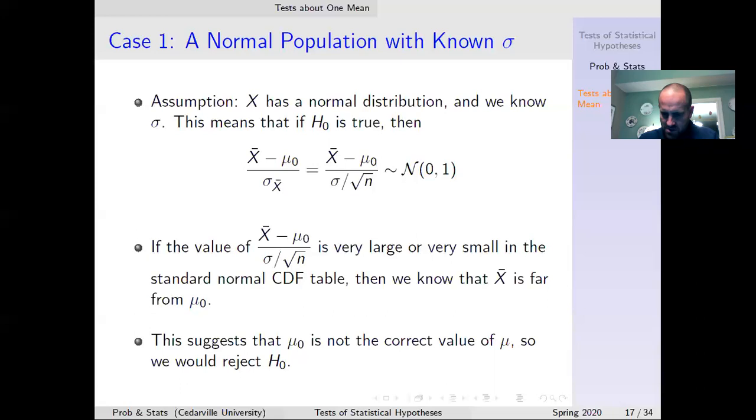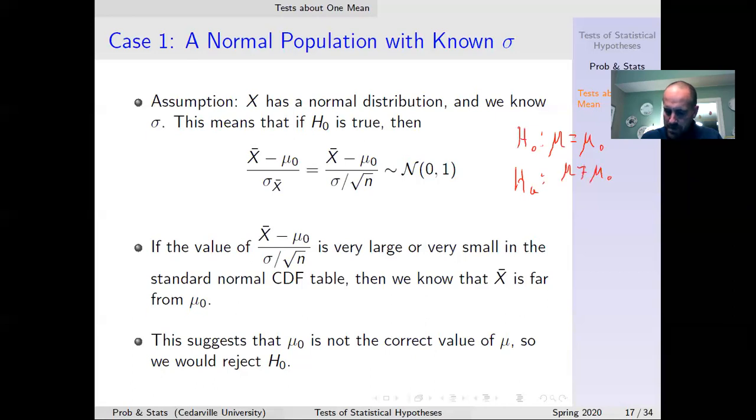Remember H0, we're only doing tests about one mean, so it's just that the population mean is equal to some specific number, mu0, okay? And then the alternative hypothesis is one of three things. It's either mu is different from mu0, mu is greater than mu0, or mu is less than mu0. You're going to have one of those situations that you're considering.